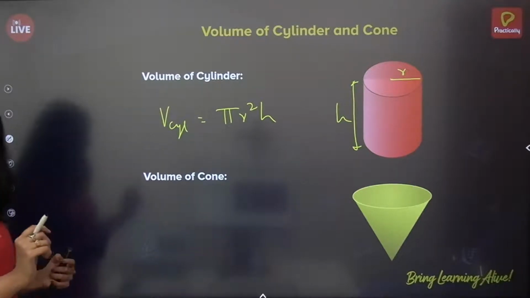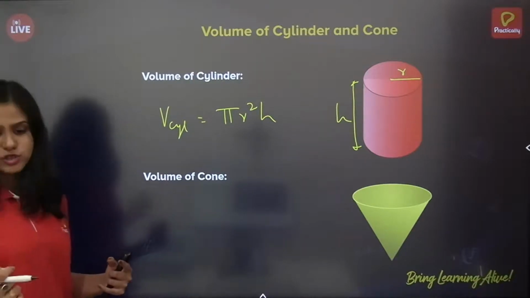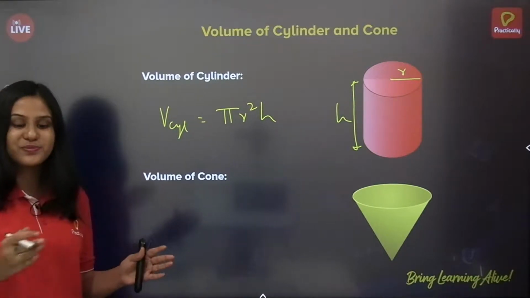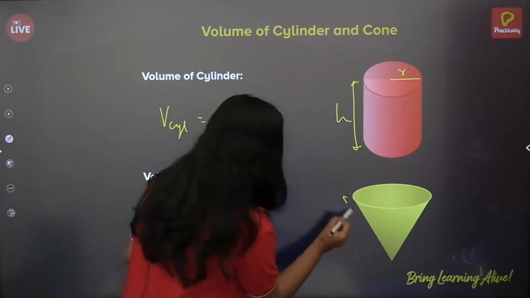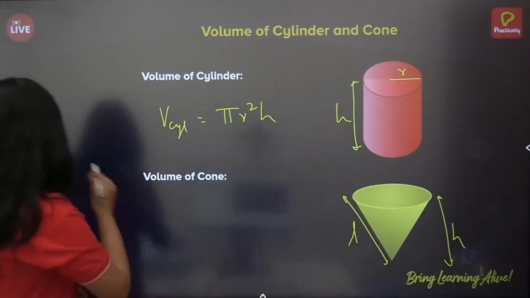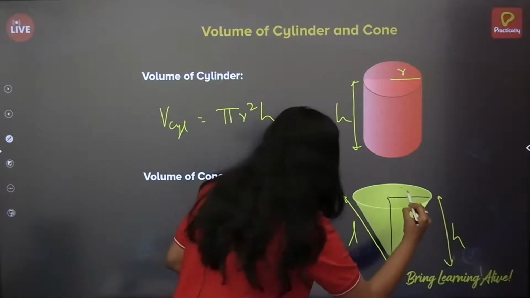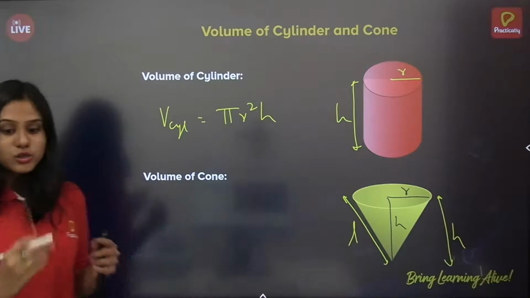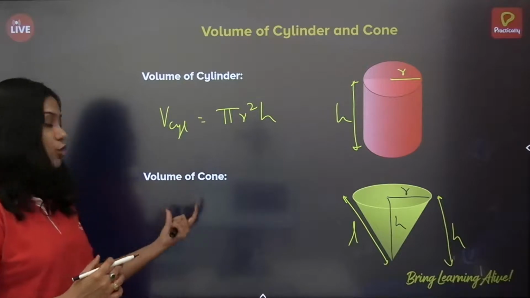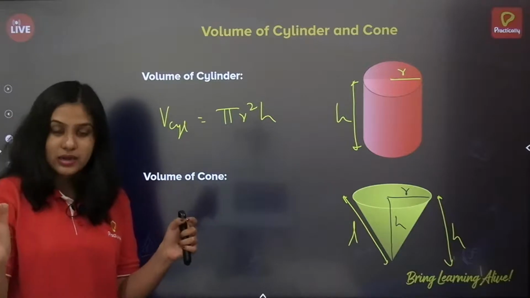Okay. 1 by 3 pi r square h, not L. So, when you're writing it for the cone, please remember L and H. L and H are different, okay? This is L, that is slant height. This is H. This is R, this is H, this is L. So, whenever you are representing the formula of cone, don't get confused between height and slant height. Slant height is L, height is H.